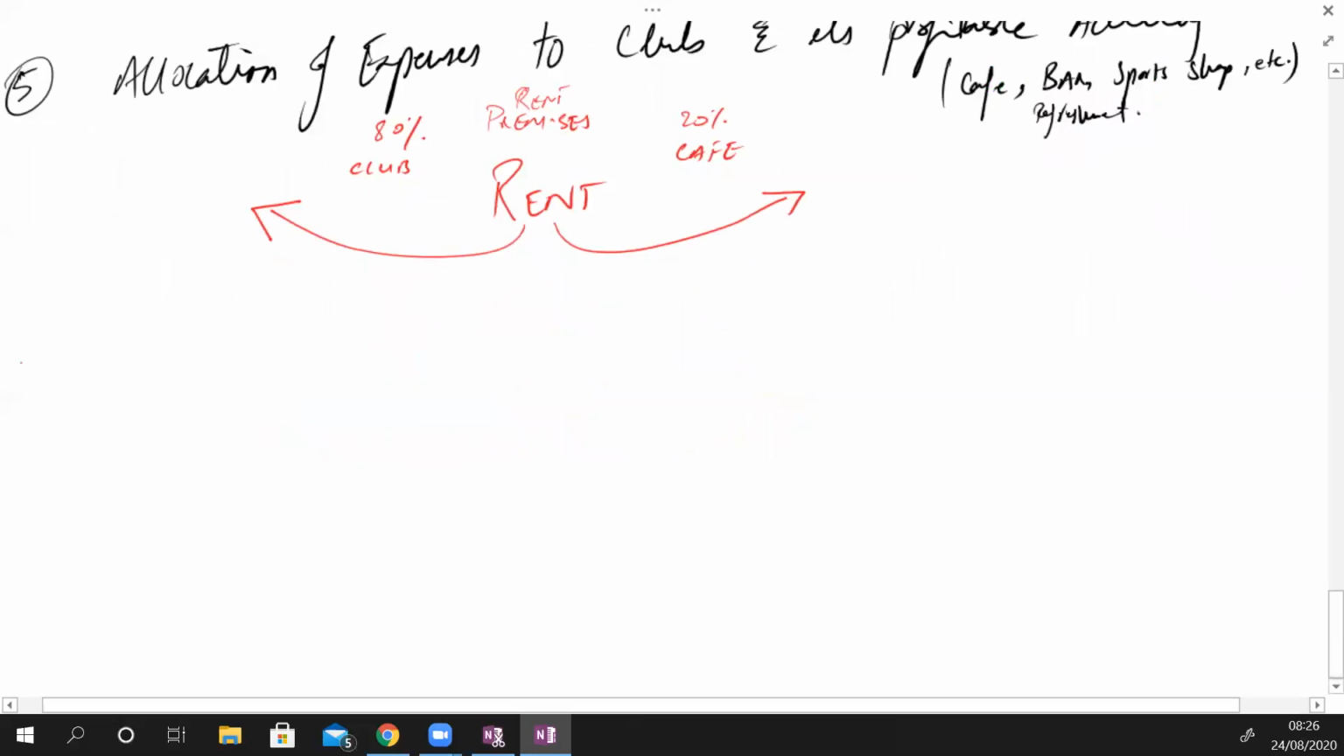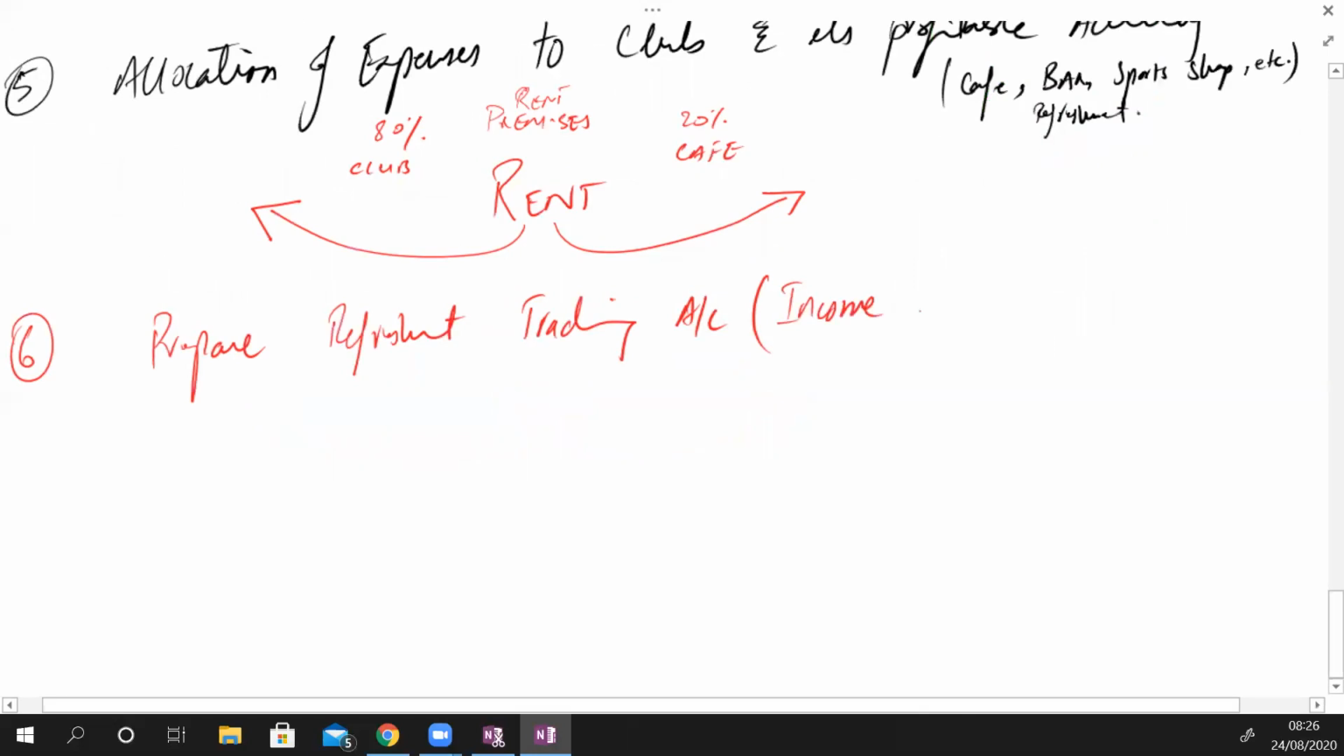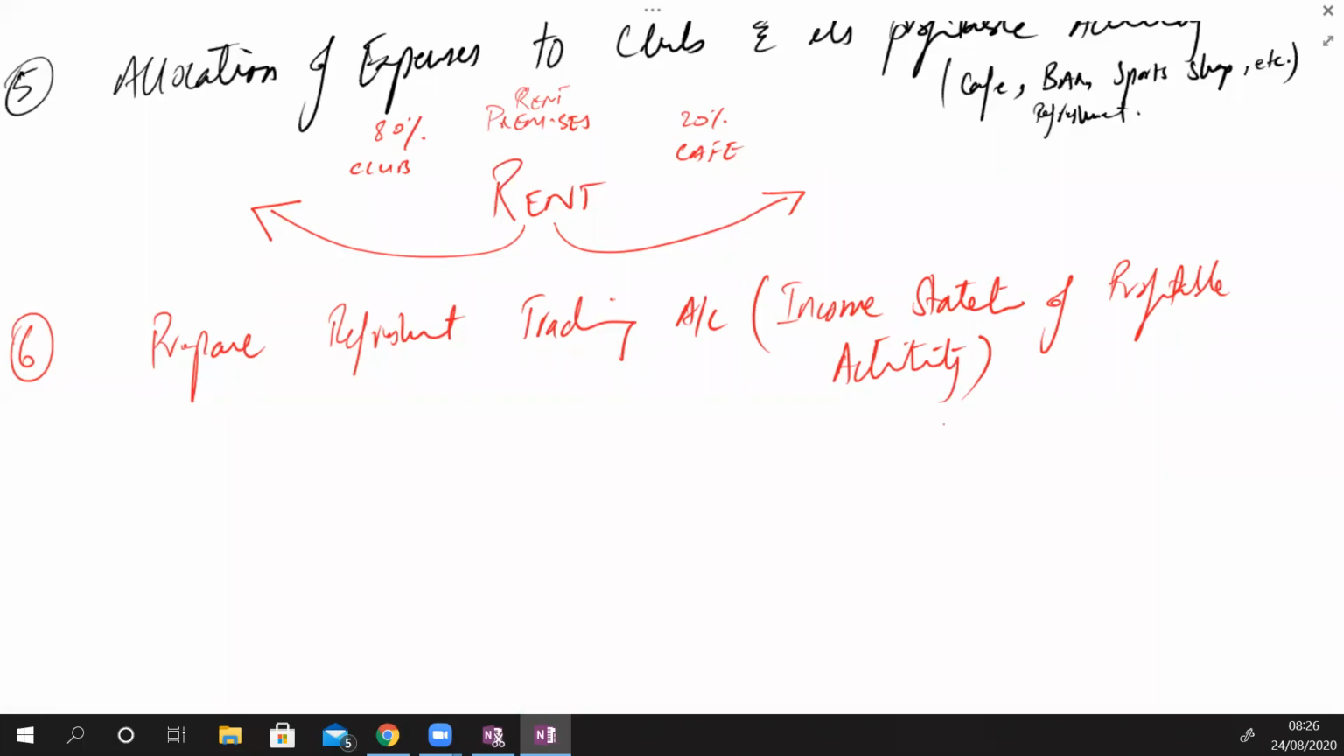उसके बाद number 6, prepare refreshment trading account. मतलब you have to prepare a brief income statement of profitable activity. ठीक है? Whichever is your profitable activity. It could be tuck shop, it could be refreshment, it could be cafe, it could be bar, whatever is your trading activity. उसकी income statement कैसे बनेगी?